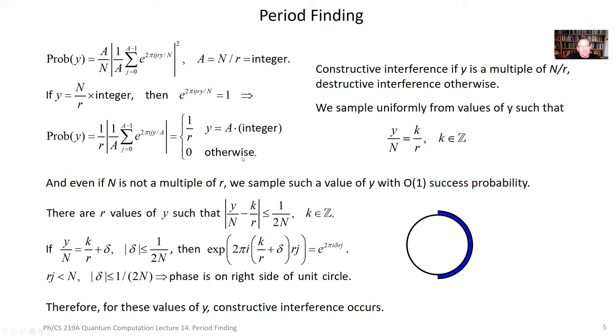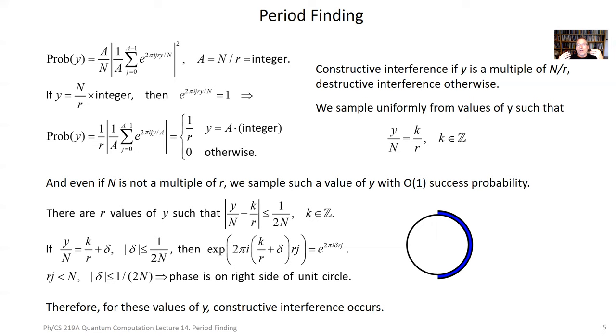Anyway, the probability in that case is just going to be this prefactor a over n, which actually is equal to 1 over r. So in the case where y is equal to a, that is n over r times an integer, we're going to get the probability for that particular outcome to be 1 over r. Now, in fact, there are r such values. So the probabilities all sum up to 1, and that's already enough to see, without doing any further calculation, that for all the other values of y, the probability is 0. For all the cases in which y is a multiple of n over r, we get probability 1 over r, and there are r such cases. And for all other values of y, we get zero.